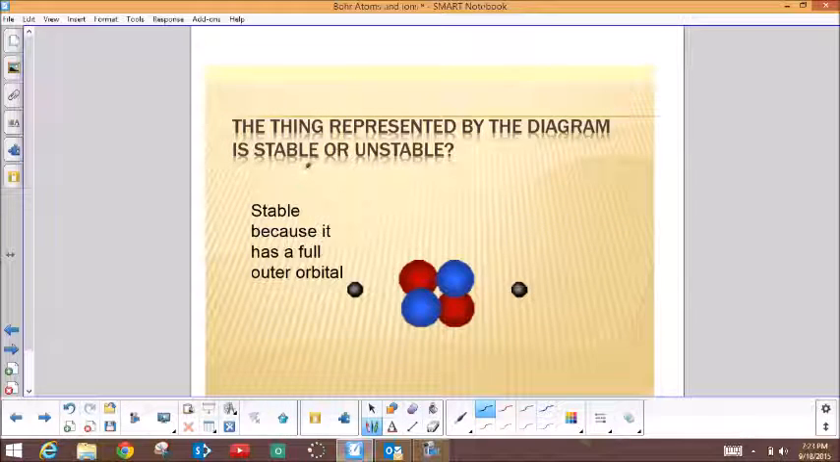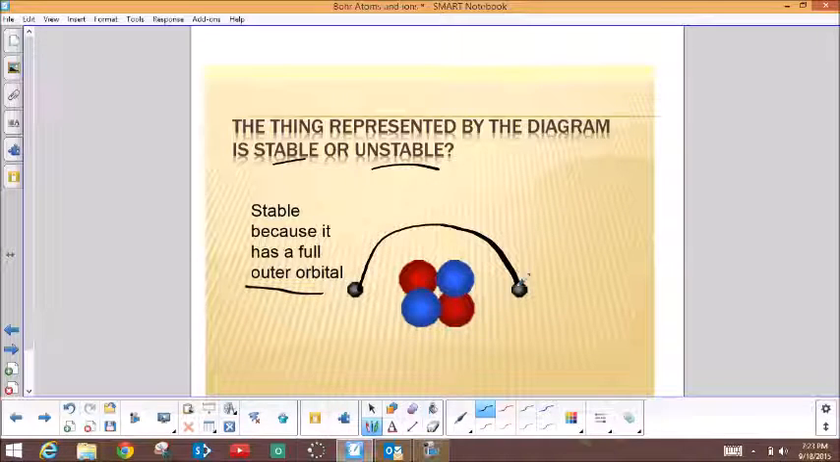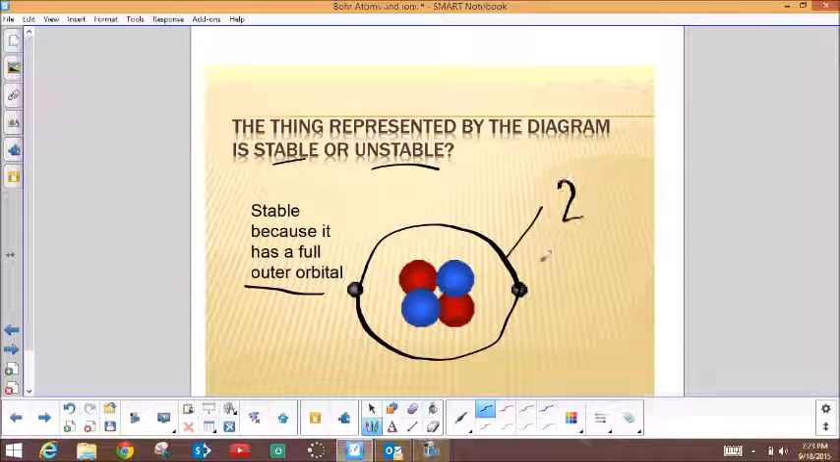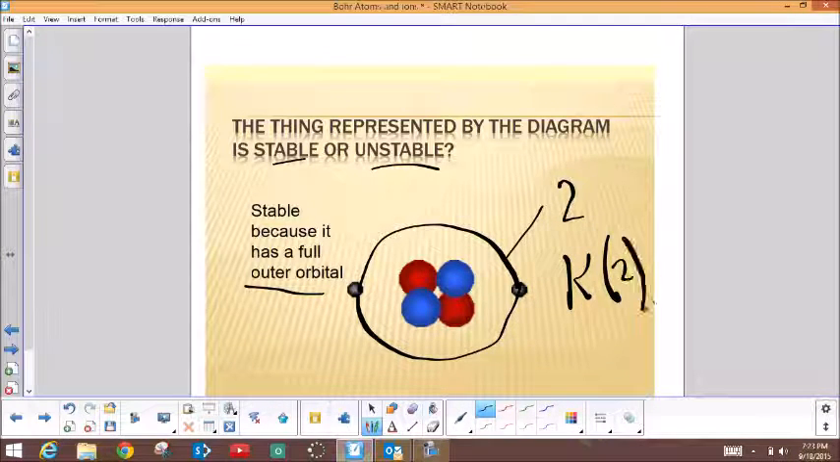So the first question here is asking, is this diagram showing you something that's stable or unstable? The definition of whether or not something is stable or unstable is whether its outermost orbitals are filled. This happens to be helium, and it only has one ring. And how many electrons are in that orbital? We count them, and there are 2. How many does the K orbital hold? It can hold 2. So this is stable. It's stable because it has a full outermost orbital.